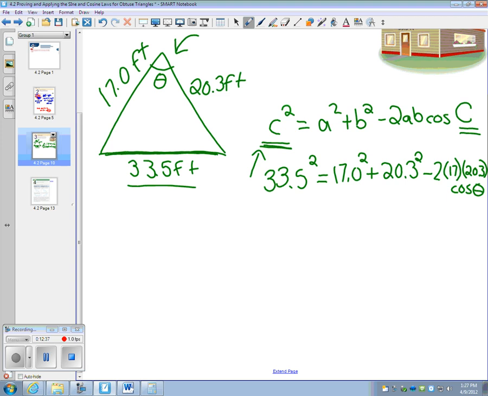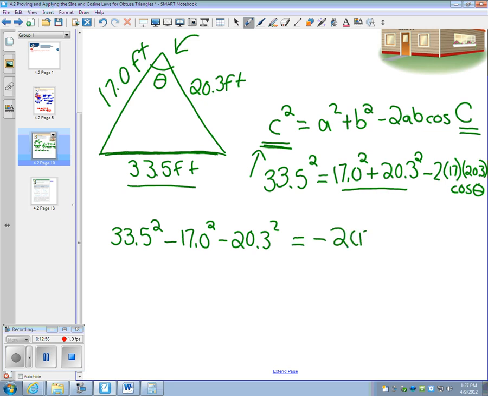First thing I'm going to do is I'm going to move these two over to the other side. So I'm going to start that over here. I'm going to have 33.5 squared. I'm going to subtract 17.0 squared from both sides. I'm going to subtract 20.3 squared from both sides, and I'm left with negative 2 times 17 times 20.3 times cos of theta. Okay, now I'm going to divide both sides by negative 2 times 17 times 20.3.